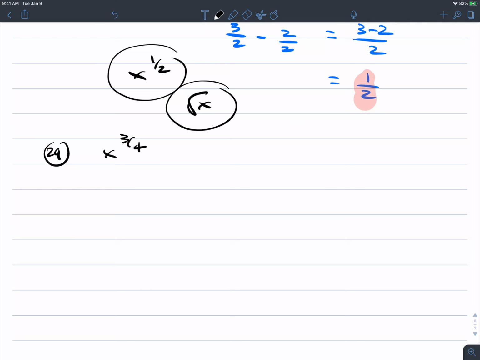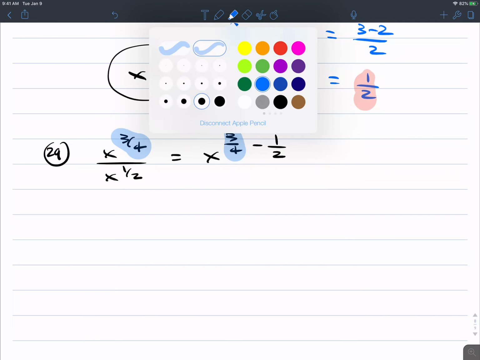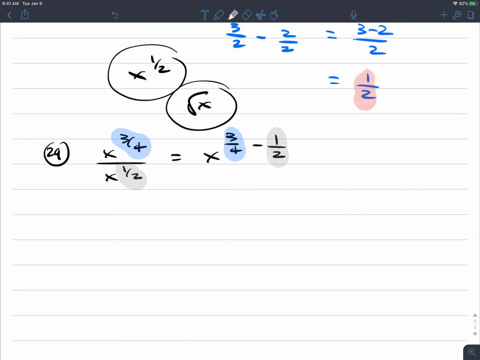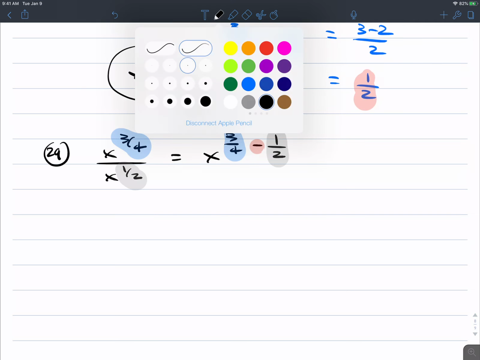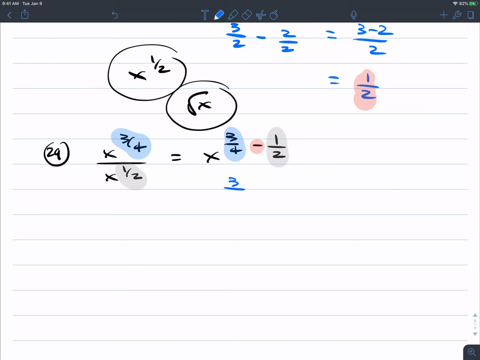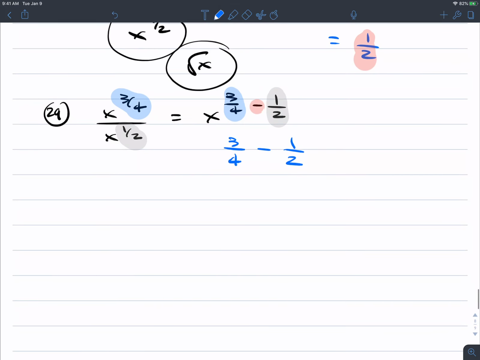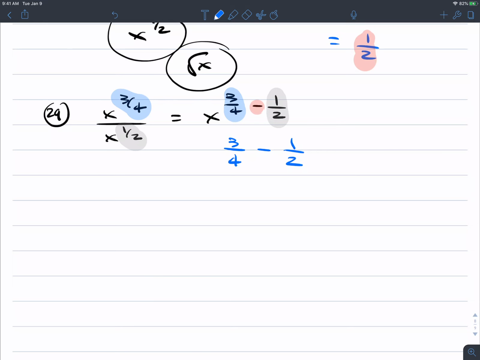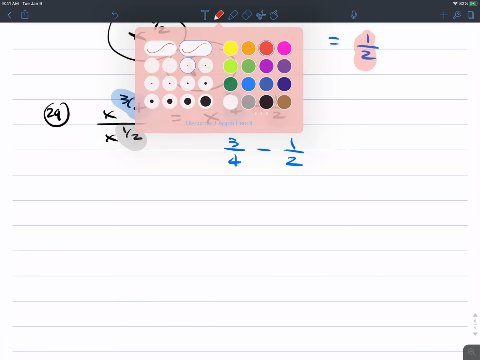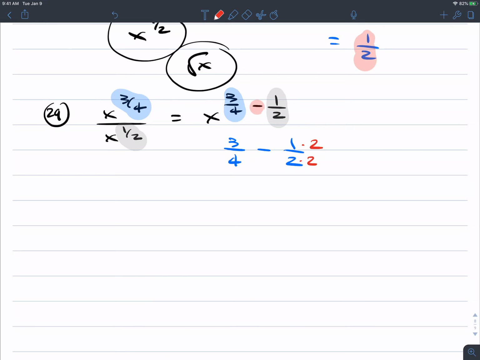x to the 3/4 over x to the 1 half. Okay, remember, you take the 3/4 and you subtract the 1 half. So just want to be careful here. 3/4, here's 3/4. 1 half, here's 1 half. And what do you do now with these? Subtract your powers. So my work's going to be 3/4 minus 1/2. So my LCM of 4 and 2 is 4. I'm going to have to multiply the second fraction here, both top and bottom, by 2.